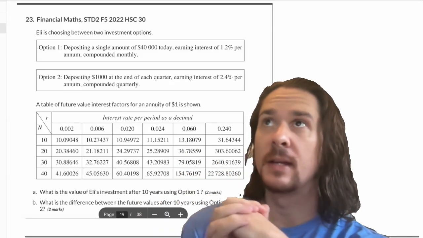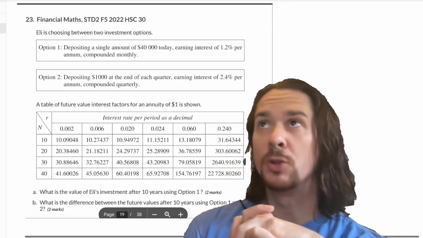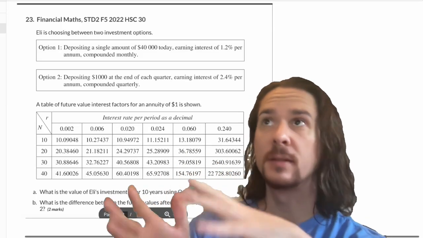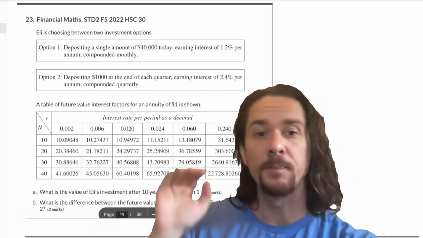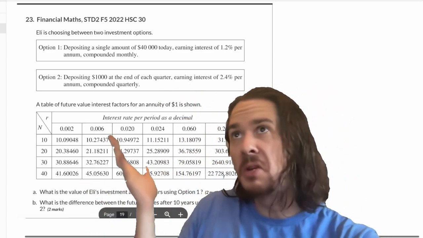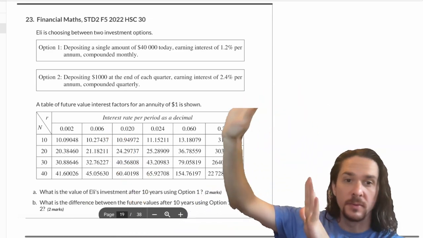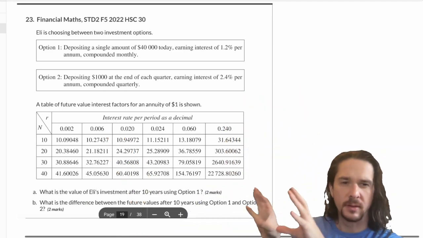I'm looking at a question from the HSC in 2022, Standard Maths. We're looking at the financial maths topic. So I'm going to work through this question, and if you have any questions, let me know. We have a lot of information here. First, I want to see what they're going to be asking.